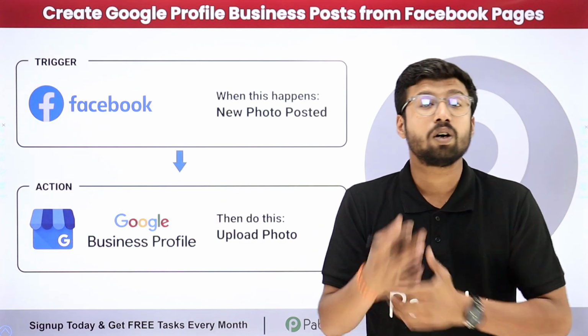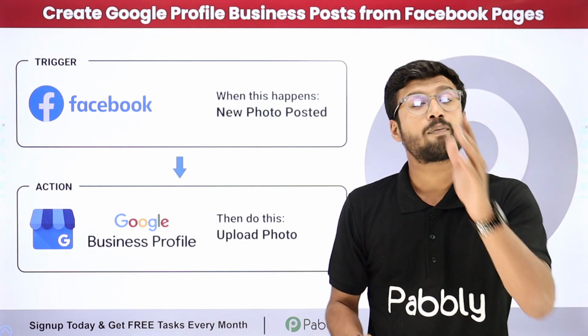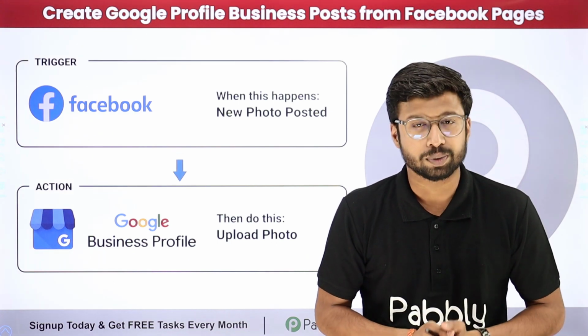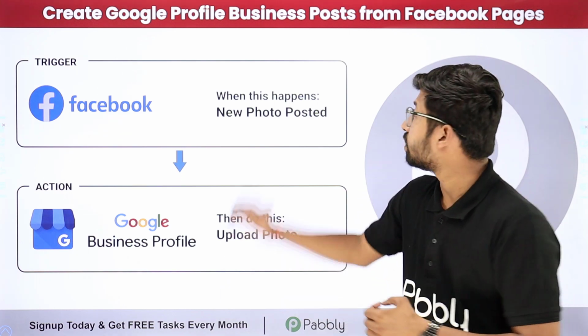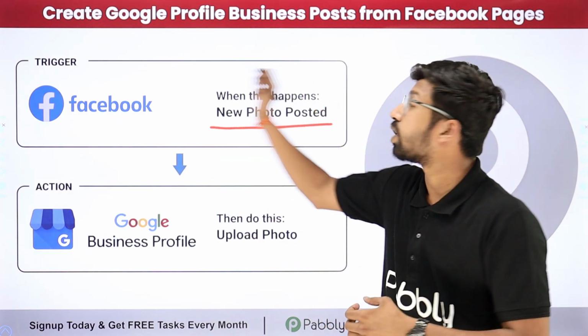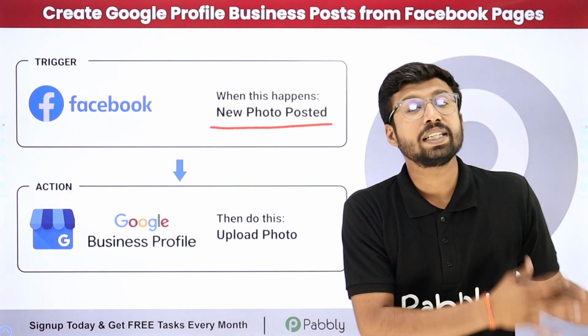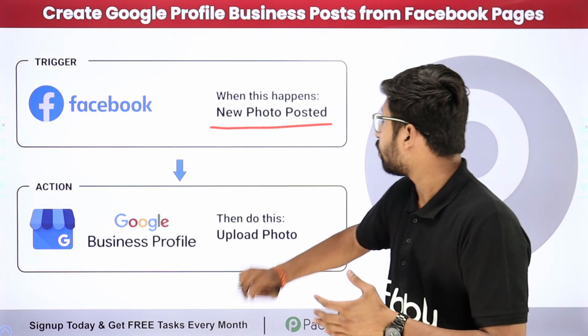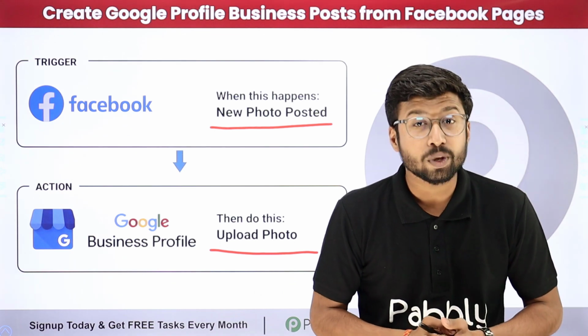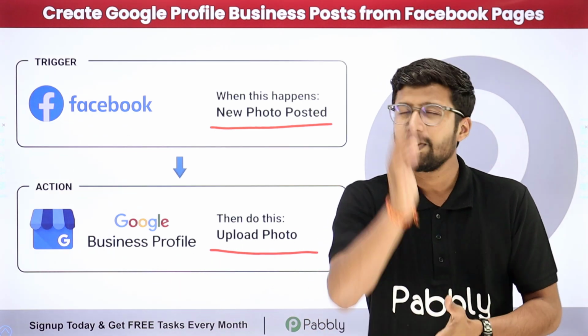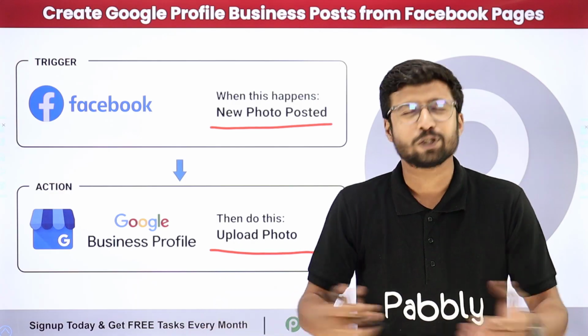But the manual process of posting the same image onto different platforms can be tedious and time consuming. So let me tell you how you can automate this process. In this automation, as a new photo is posted on our Facebook page, the same image will automatically be uploaded to our Google Business Profile as well. Now, if you want to learn how to set up this automation all by yourself, just come with me to my screen.